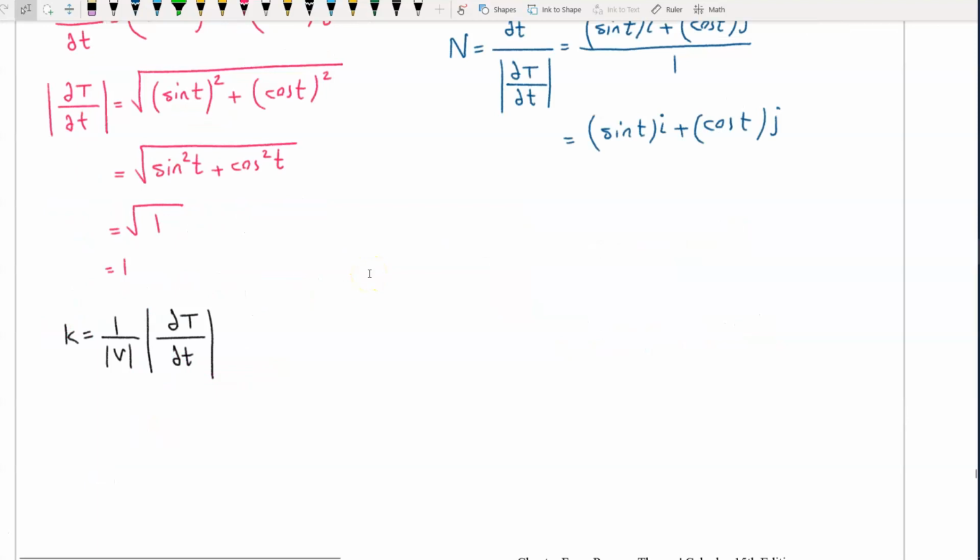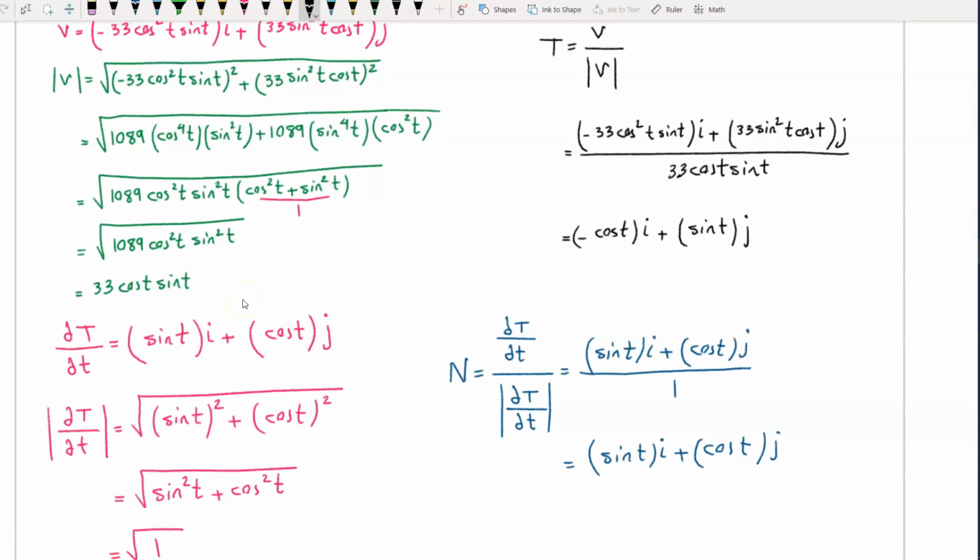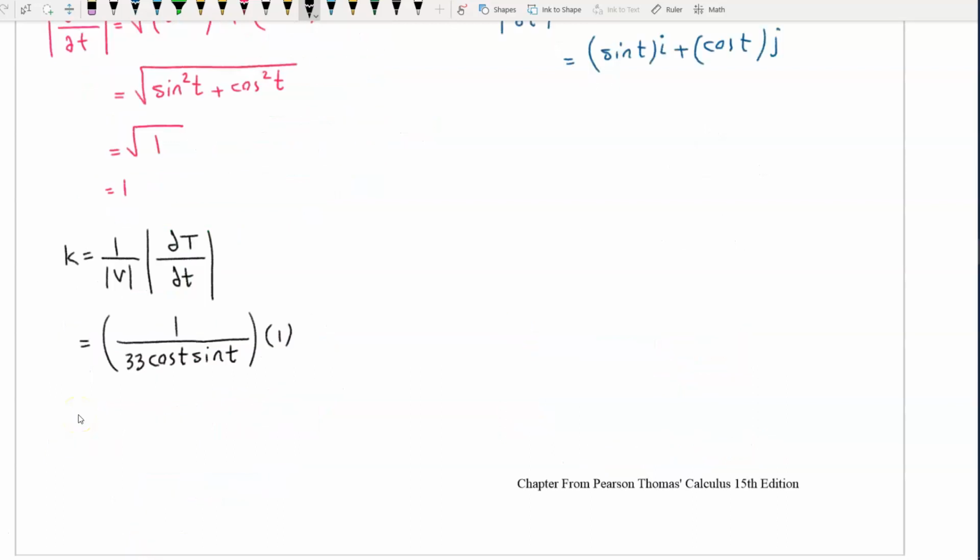Now find K, which is equal to 1 over the magnitude of v multiplied by the magnitude of the first derivative of the unit tangent vector with respect to t. The length of v is equal to 33 cosine t sine t, and the first derivative of the unit tangent vector with respect to t is equal to 1. So this is equal to 1 over 33 cosine t sine t times 1, and that is equal to 1 over 33 cosine t sine t.